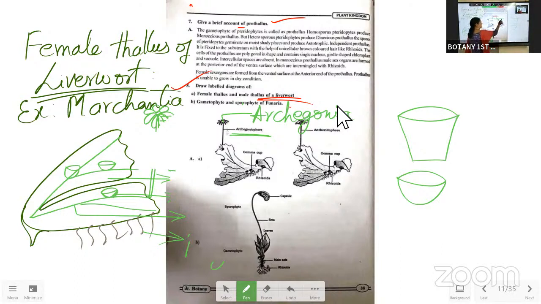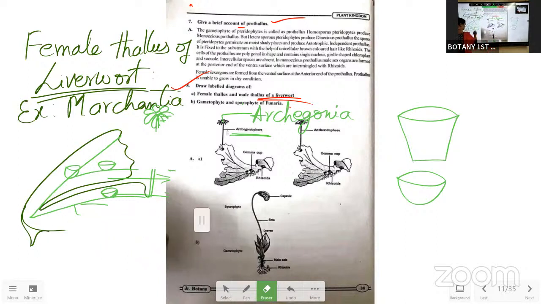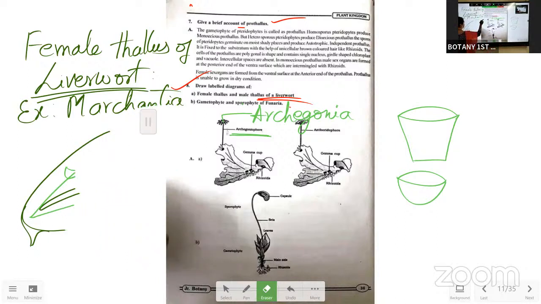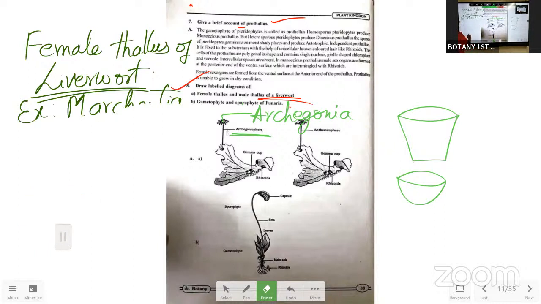Okay, this is the archegoniophore. That's the one I have shown over here, complete labeling part. Okay, don't think that this is an extra one, not extra, same thing.